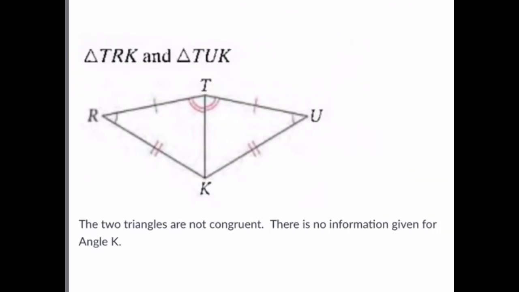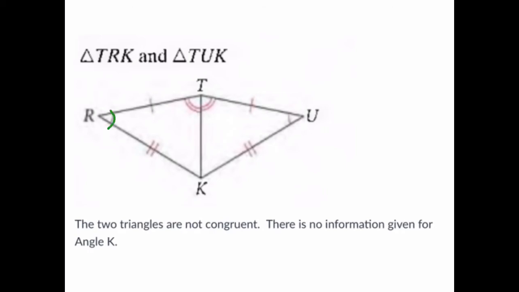And then our last one for today also comes from your practice. It says we have triangle TRK and triangle TUK, and they want to know, it says the two triangles are not congruent because there is no information given for angle K, and they want to know if this is true or false. So to solve this, we need to remember our Theorem 4-1, which says if we have one angle congruent like this, and we have two angles congruent like this, that means that we automatically have the third angle congruent.